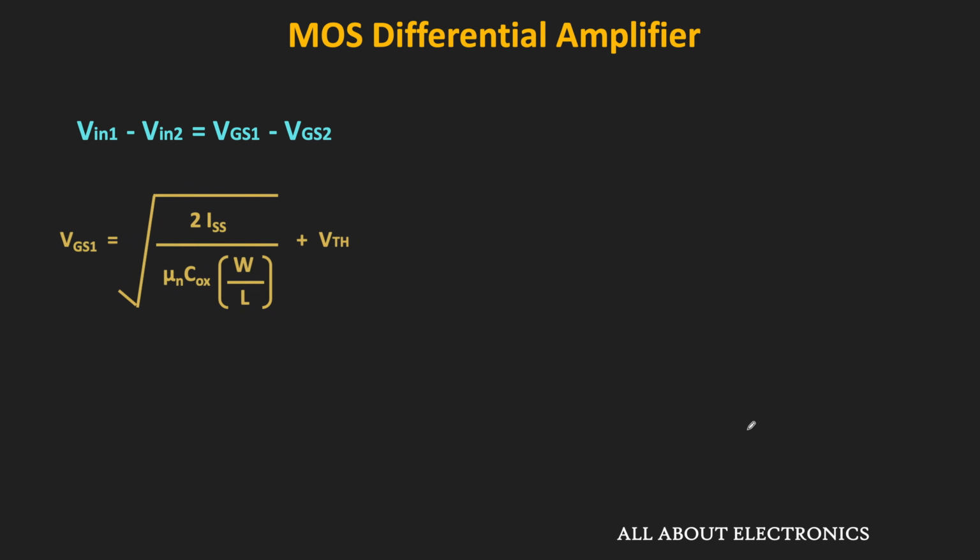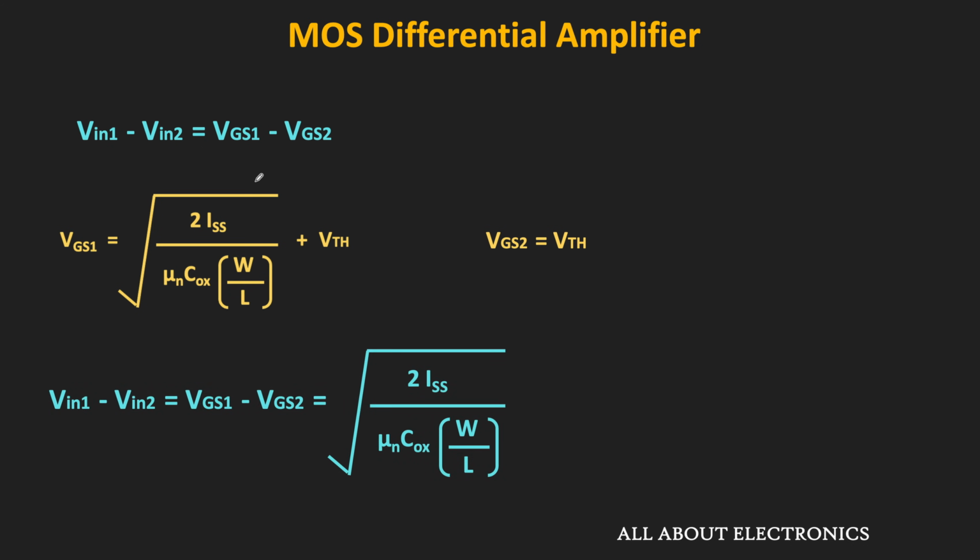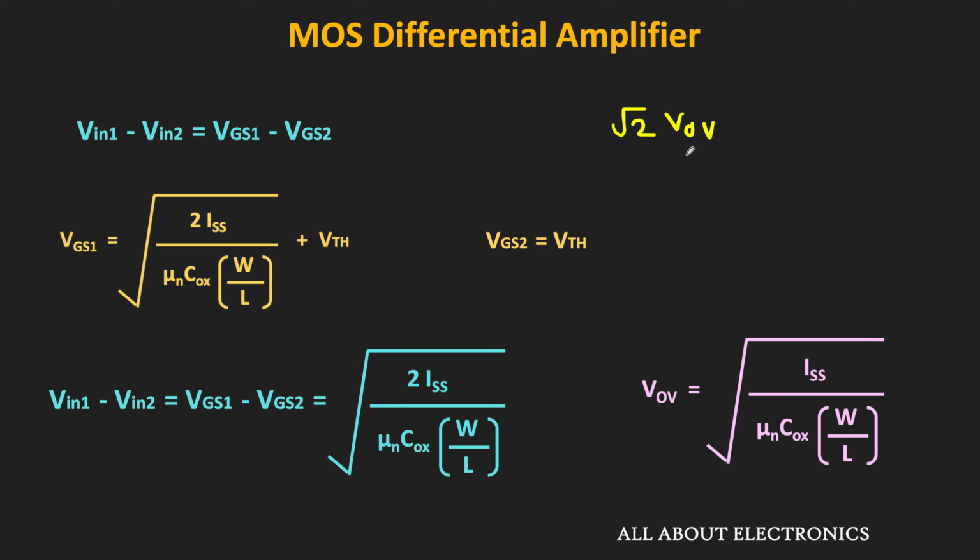So now let us put the values of this VGS1 and VGS2 in this particular expression. Now this Vin1 minus Vin2, or VGS1 minus VGS2, is equal to square root of 2 times ISS divided by mu n times Cox times W divided by L, which is in fact square root of 2 times the overdrive voltage. Because as we have seen, under equilibrium, when the differential input is 0 and only the common mode input signal is present, then this overdrive voltage VGS minus VTH can be given by this expression.